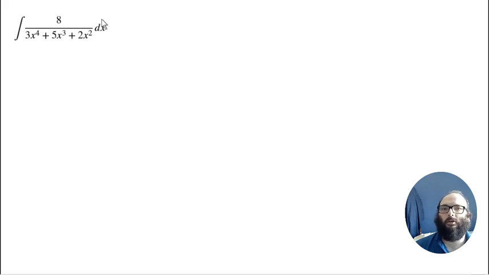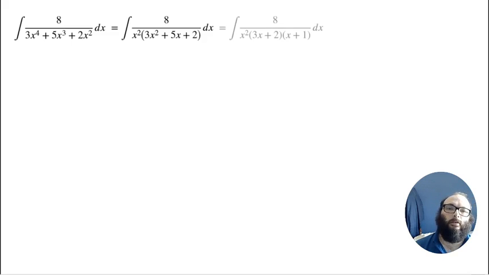But, of course, we always must remember to do our first steps first. They're the easy things you can always do first. We could take this 8 out. I'm not going to. I think it's better left in for this problem. But we can definitely start factoring our denominator. So, of course, the x squared can come out. Now we have x squared times a quadratic that we can factor. So now we have an x squared and 2 binomials, 3x plus 2 and x plus 1, all in our denominator.